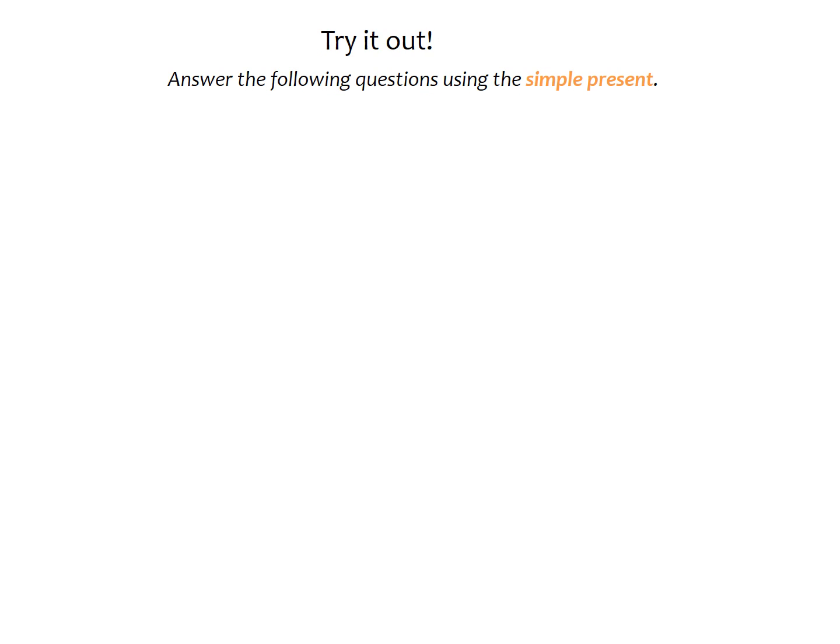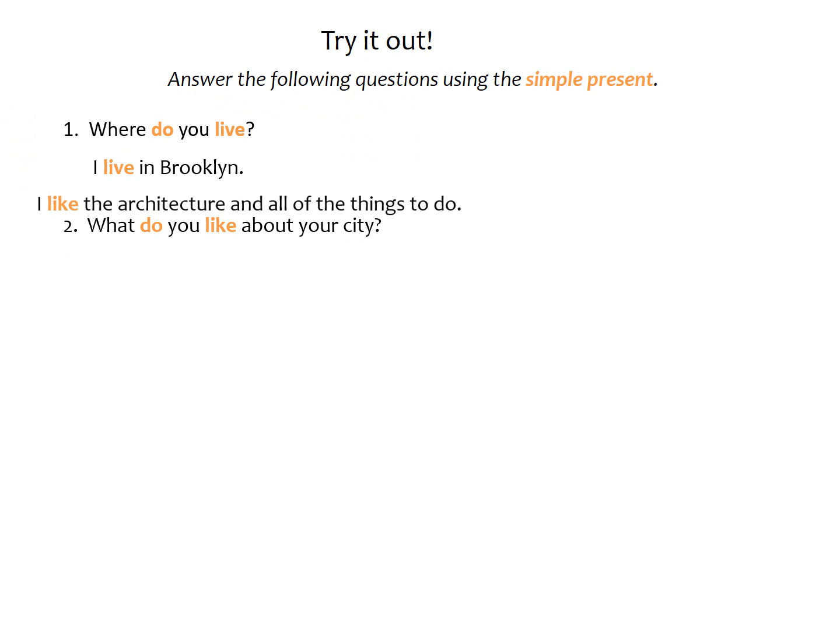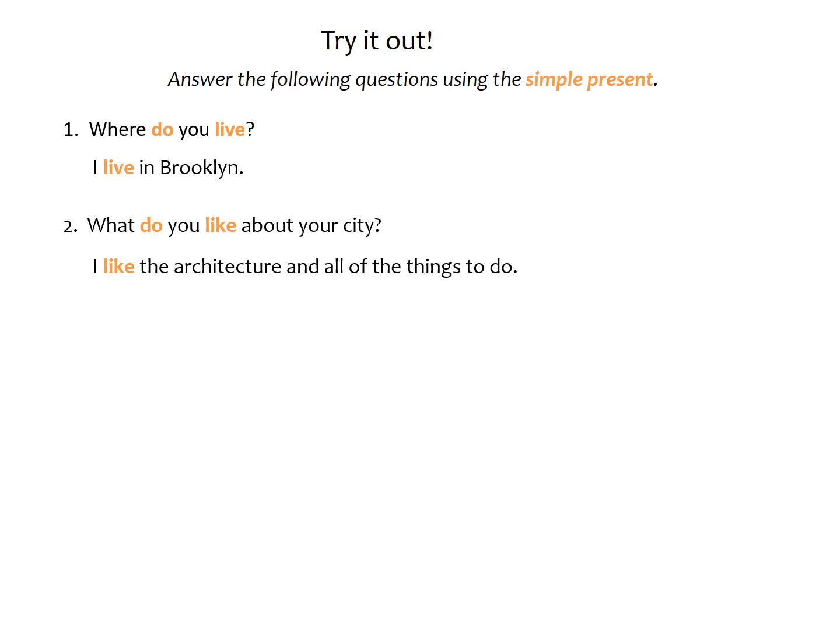So let's try it out. Answer the following questions using the simple present. Where do you live? Well, when I answer for myself, I can say that I live in Brooklyn. What do you like about your city? And again, just for myself, I can say, I like the architecture and all of the things to do.